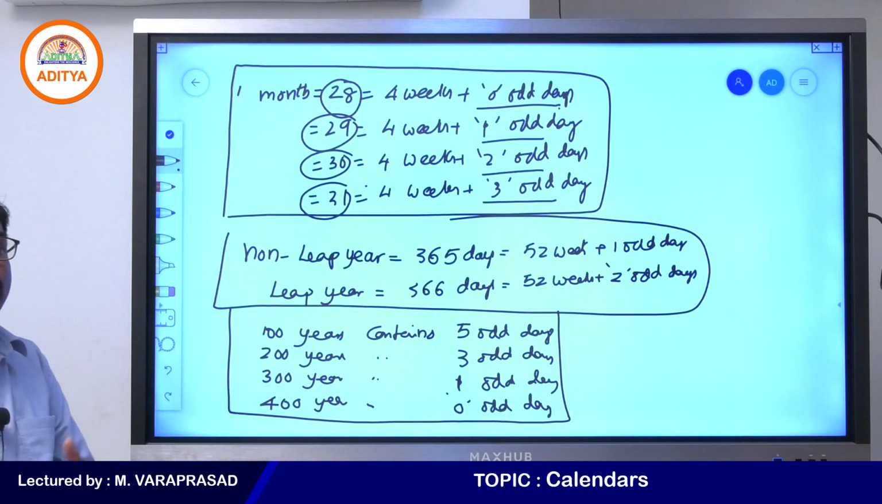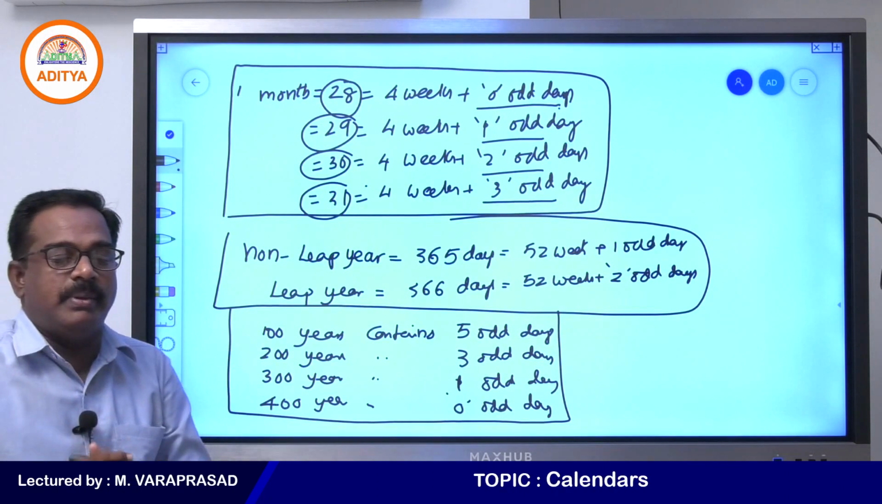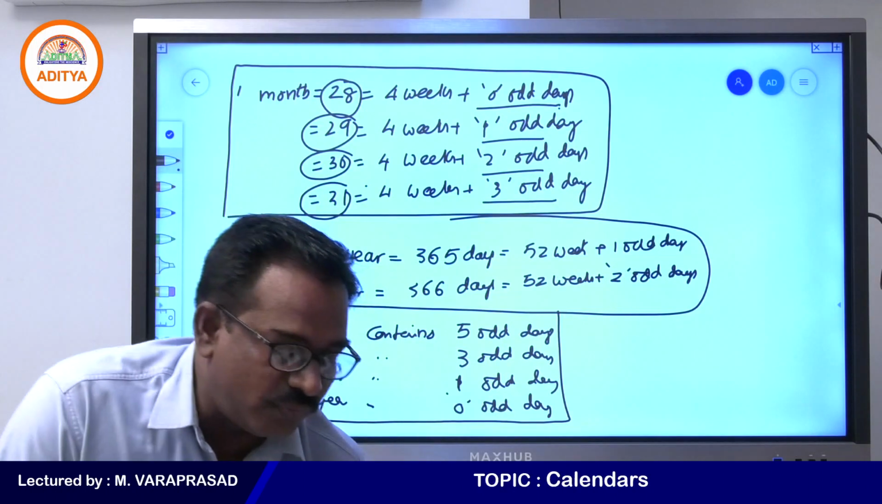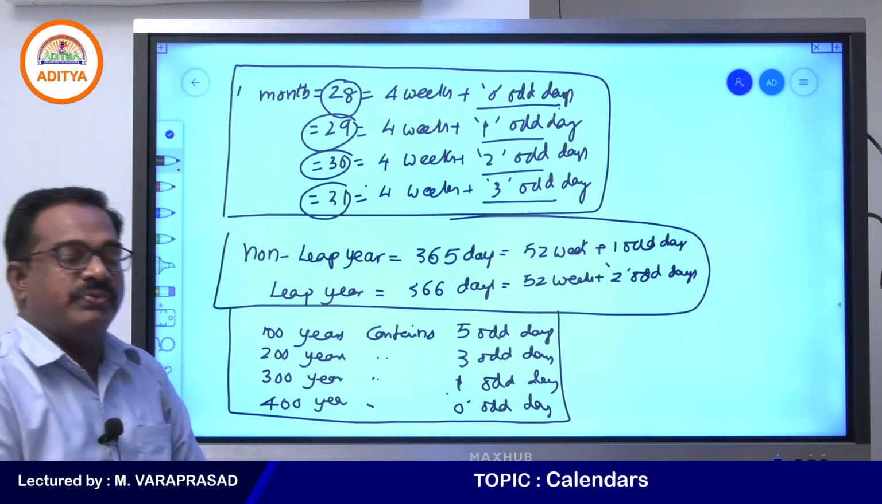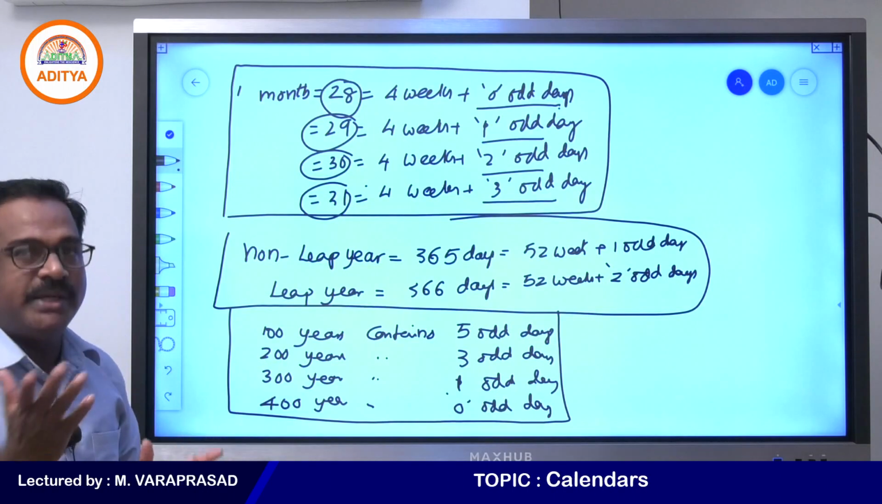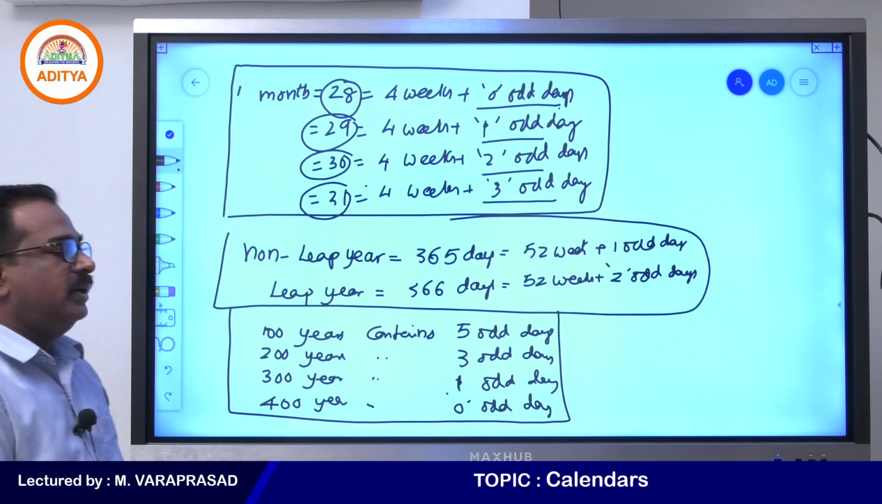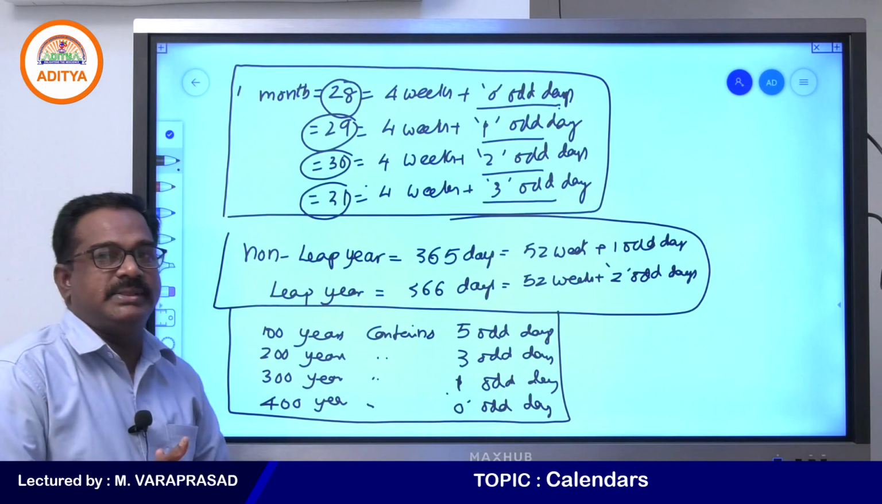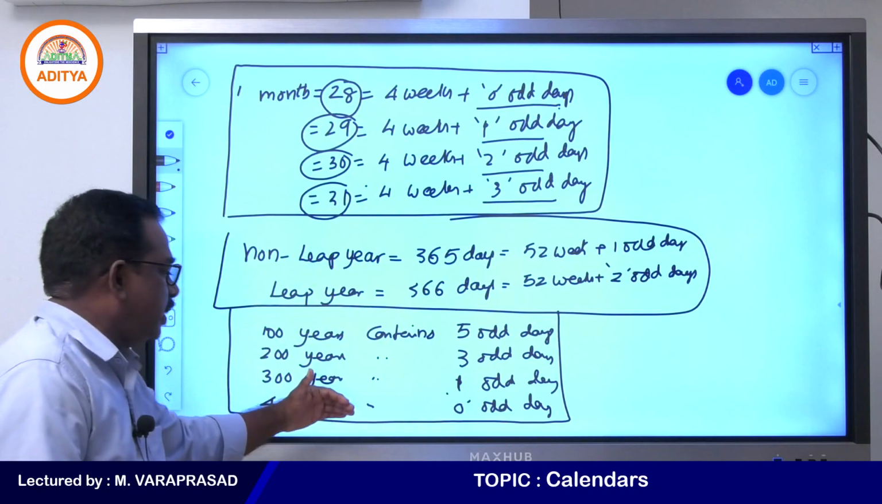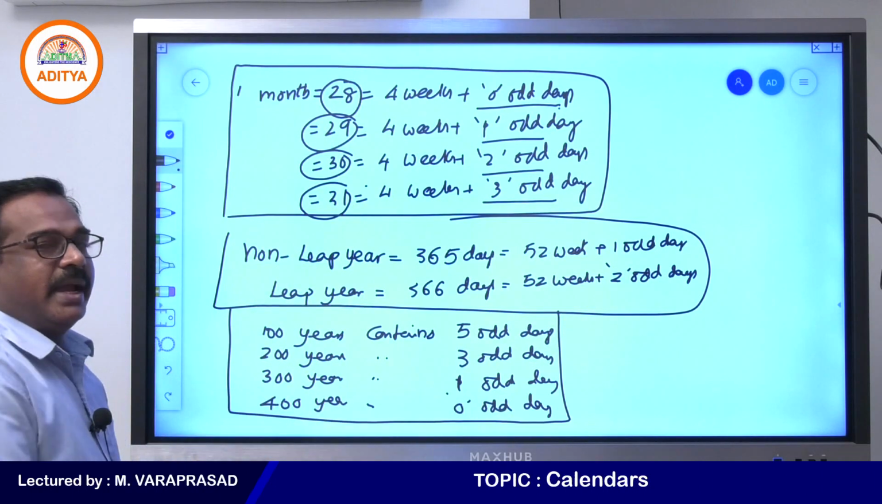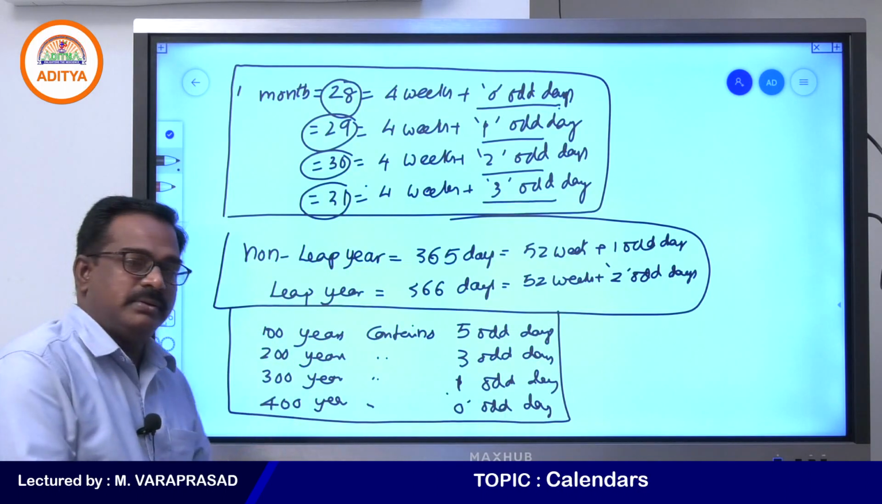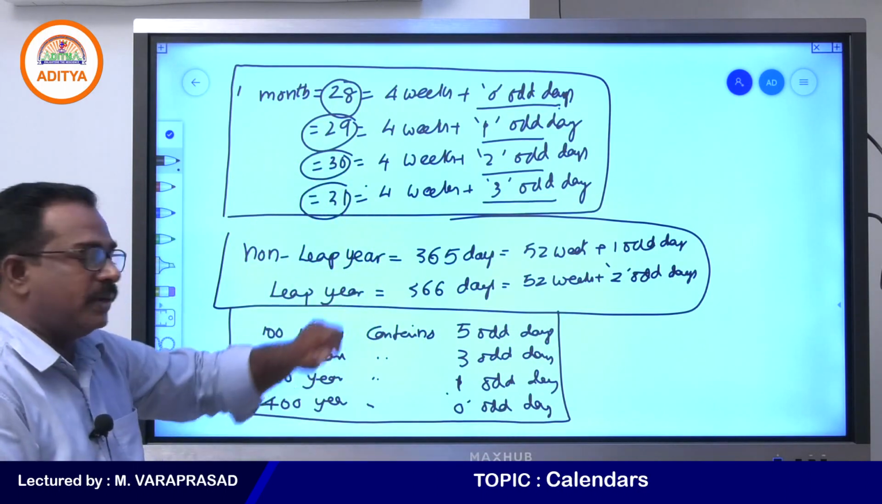So this will be repeated. For every 400 years the calendar will be completed. If it is 401, that year is equal to the first year. If it is 801, that is equal to the first year. If it is 1201, that is equal to the first year. So we can do it only for 400 years. Again, 500 means that is equal to 100. Right? This is the concept of calendar.